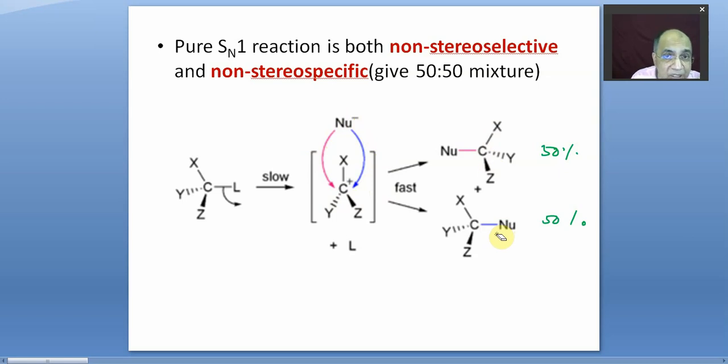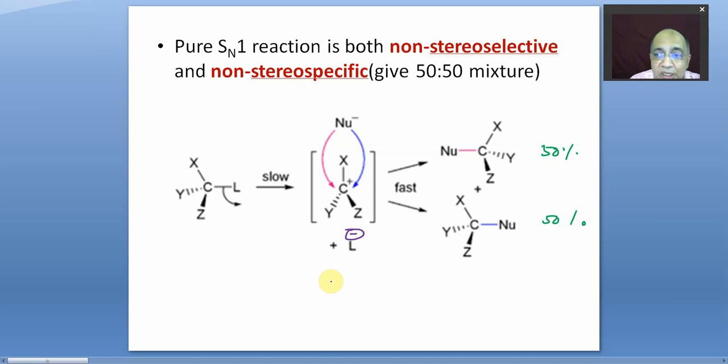So if the mechanism is pure SN1, which goes via carbocation, this is a substitution reaction. L is the leaving group, it goes away, and the new nucleophile will come. This should be minus. I'm so sorry, because Nu minus will come and L minus will go. This is nucleophile, this is leaving group, and it goes via carbocation. Then it is 50-50. So it is non-stereoselective.